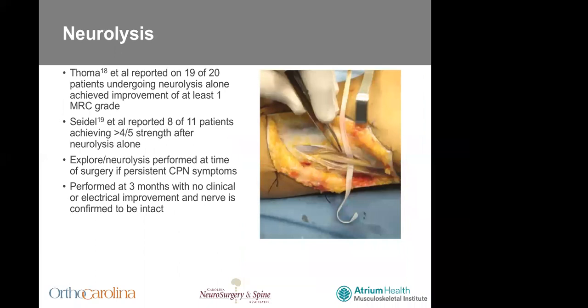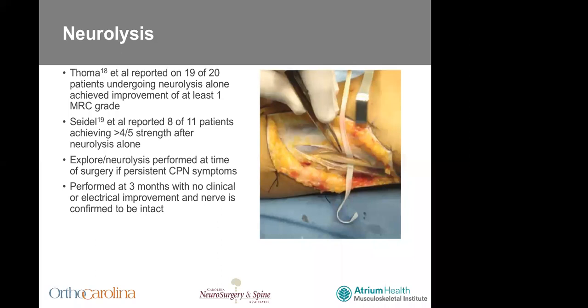So good outcomes can be seen with neurolysis, especially if some function is present preoperatively, as previously stated. A recent study by Toma and colleagues demonstrated that 19 of 20 patients achieved at least 1 grade of improvement in strength testing with neurolysis at time of initial surgery. Another study looking at neurolysis alone that was performed outside of any other multi-ligament surgeries found that 8 of 11 patients ultimately achieved greater than 4 out of 5 strength testing with neurolysis alone. Average time to surgery was about 5 months.